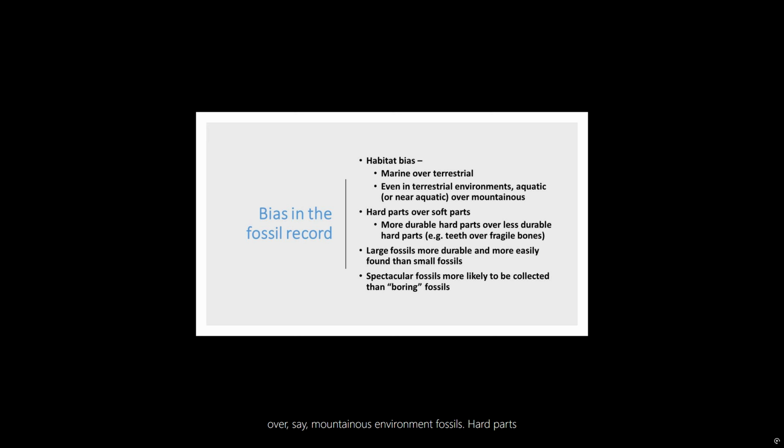Hard parts are preferred over soft parts. More durable hard parts are preserved over less durable hard parts. For example, teeth are preferred over fragile bones. Large fossils are more durable and more easily found than small fossils. And frankly, spectacular fossils are more likely to be collected than boring fossils.